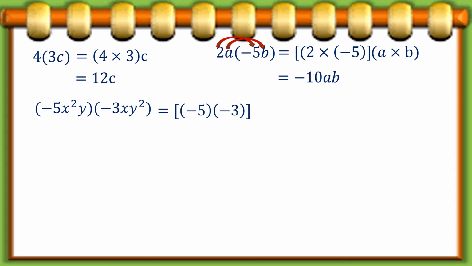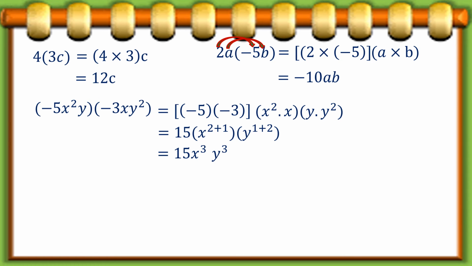Now let us have another one. So supposing we have negative 5x squared y times negative 3xy to the second. So in here, we are going to multiply negative 5 times negative 3 times x squared times x times y to the second. Negative 5 times negative 3 is equal to positive 15. Then we are going to add the exponents. So we have x raised to 2 plus 1 times y raised to 1 plus 2. So simplifying further, we get 15x to the third, y to the third.